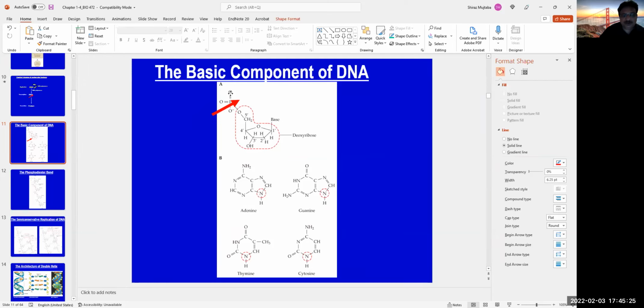Now, this phosphate molecule is very important, because it is the phosphate that gives the negative charge to the DNA. Had the DNA been positively charged, the story would have been totally different. The DNA being negatively charged helps the DNA to be solubilized in our nucleus, right?